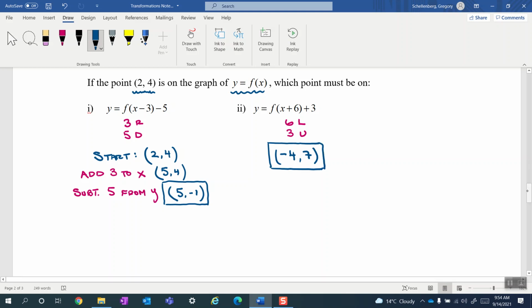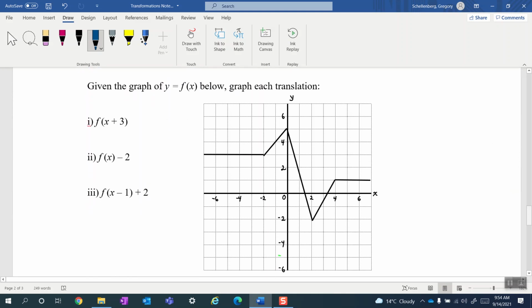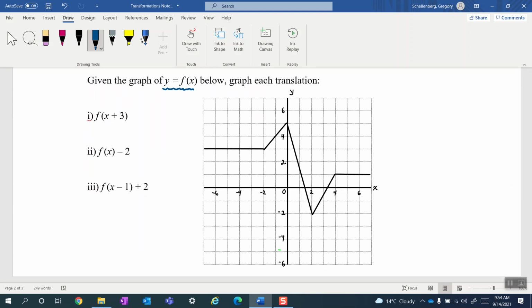Okay, and the last page here. So here's what we are told. We're told that the function f of x is graphed below, and we want to graph each translation. Okay, so here's what I'm going to do to begin. I'm just highlighting, we call these vertices. So I'm highlighting each of the vertices, and I'm going to apply the translations to each of the vertices and then connect the dots as I go through that.